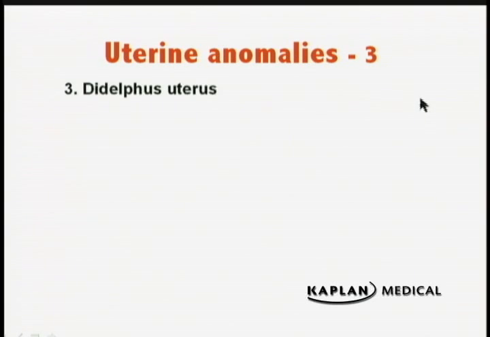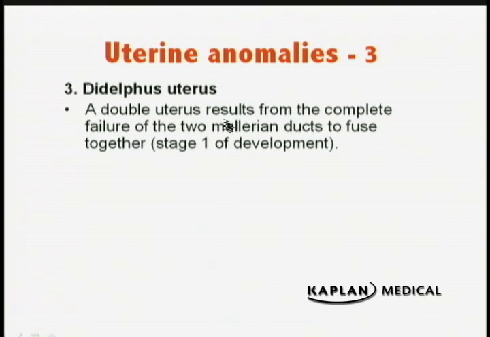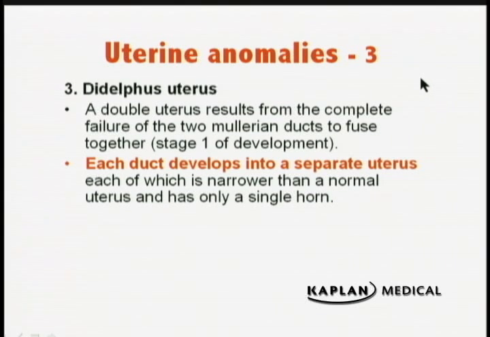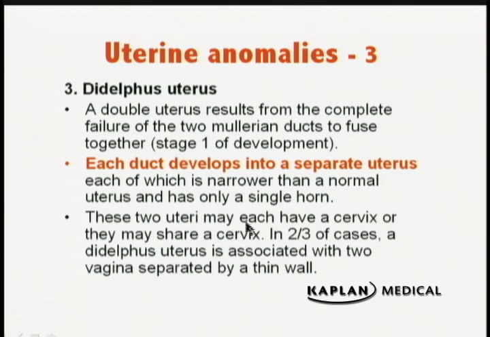Class 3, this is a didelphys uterus. Both of the Müllerian ducts developed, but there was failure of the ducts to fuse. Each Müllerian duct develops into a separate uterus, each of which is narrower than a normal uterus and has only a single horn. These 2 uteri may each have a cervix, or they may share a cervix. In 2/3 of cases, a didelphys uterus is associated with 2 vaginas, 2 cervixes, and the vaginas are separated by a thin wall, a vertical, longitudinal vaginal septum.